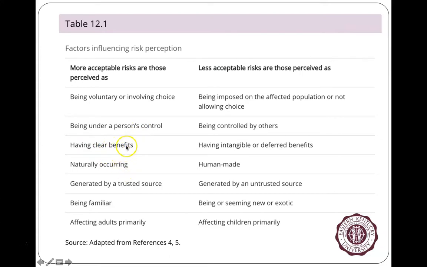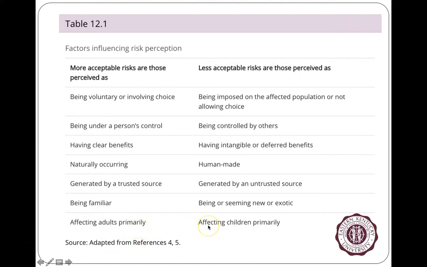Different things have, if by doing it, there might be some sort of benefit. If it's something that just happens naturally, there's not much you can do about it, that's usually received better. If the people giving them information are trusted, that makes the risk more acceptable. If it's something that they're used to, like, well, we're kind of accustomed to the fact that cigarettes cause lung cancer, so we're used to it, or we're kind of used to things like the common cold. If it affects primarily adults, people are more accepting of it.